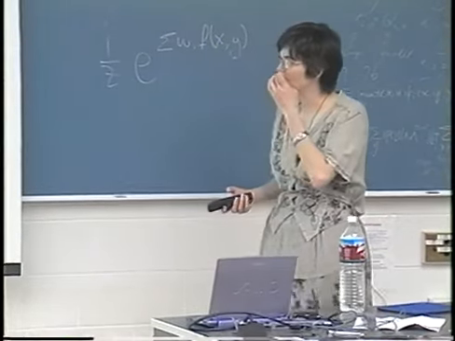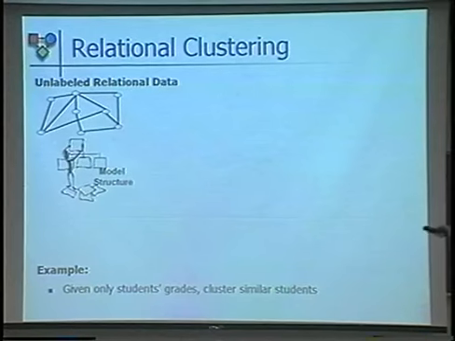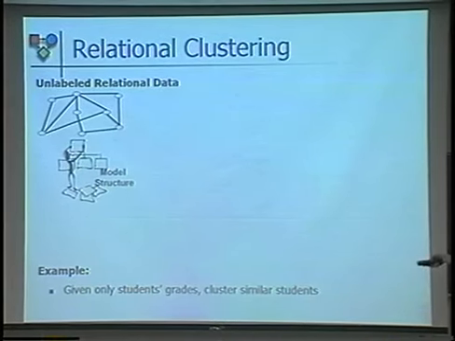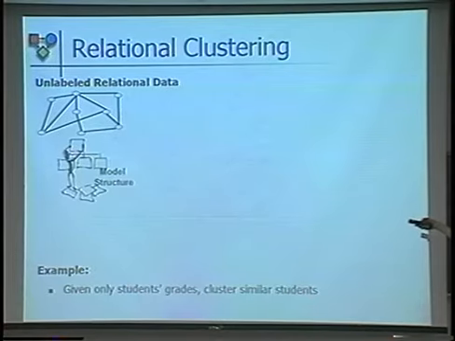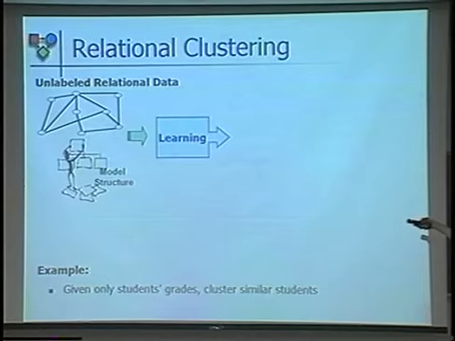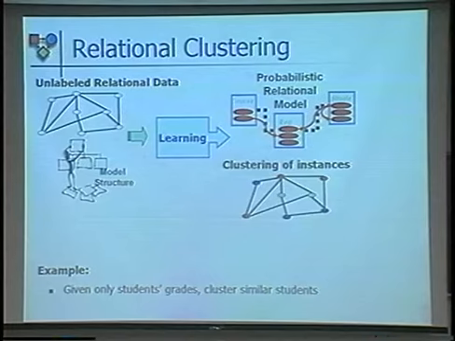Okay, so here's a different task that we might want to do, which is the task of relational clustering. Here your input is a bunch of relational data which is unlabeled. You have some attributes, for instance, students' grades, but you don't have the labels for those instances. What you actually want is to cluster them into groups that are similar to each other. So your output here is not just a model, but also a coloring, if you will, of the nodes in the graph, in a way that all of the red nodes are similar to each other, all of the green nodes are similar to each other, and all of the blue nodes are similar to each other.